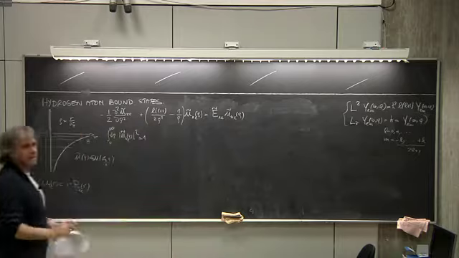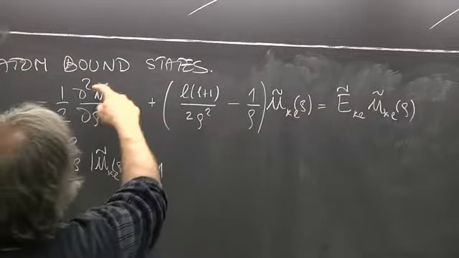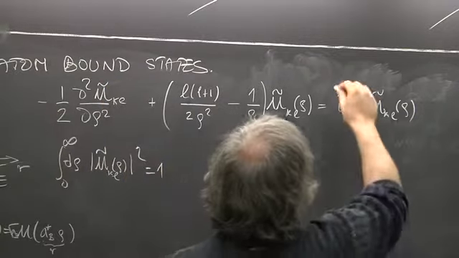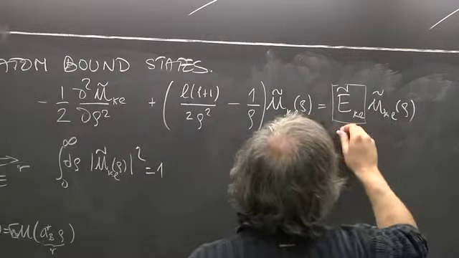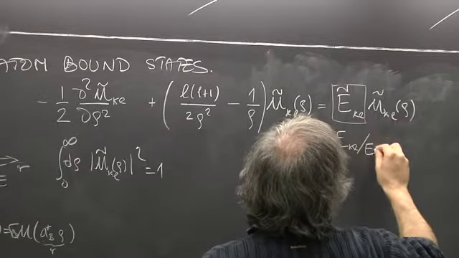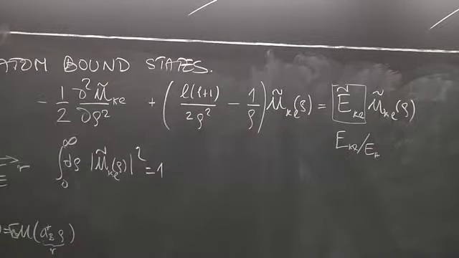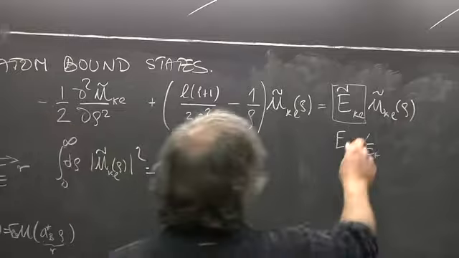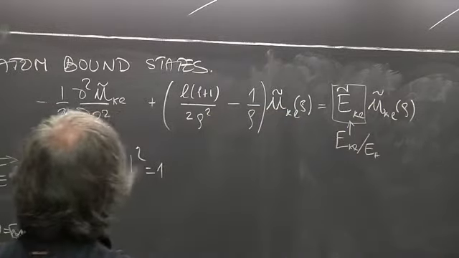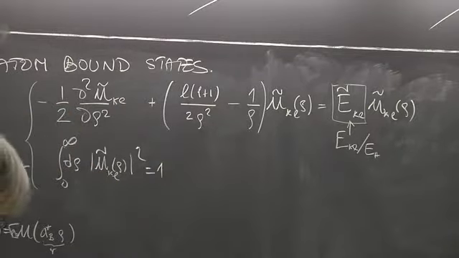I wrote every symbol. In fact, I will soon get rid of most of these tildes, for instance, perhaps except for this. So this is the energy we are seeking to find divided by the Hartree, so it's the dimensionless energy. So if I find minus 1/2, it means minus 1/2 Hartree. So this is the equation we have to solve with this normalization in principle.